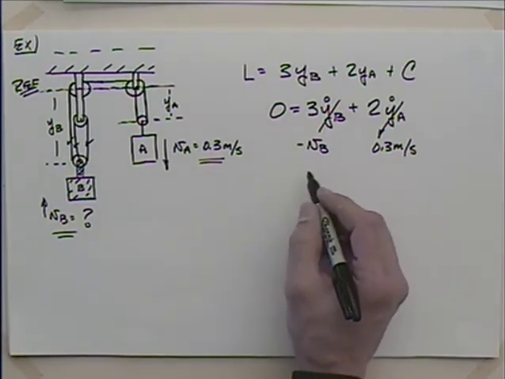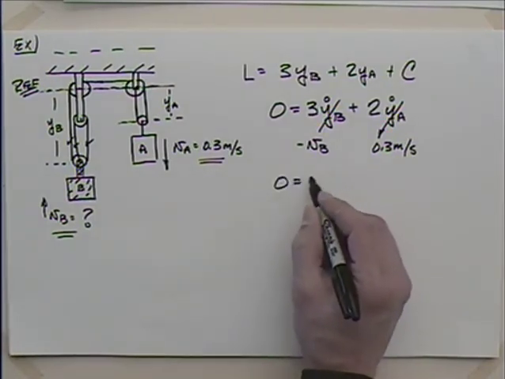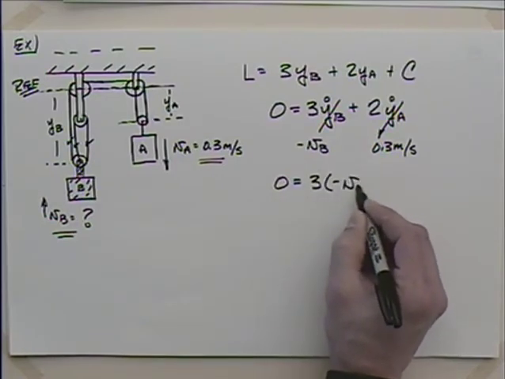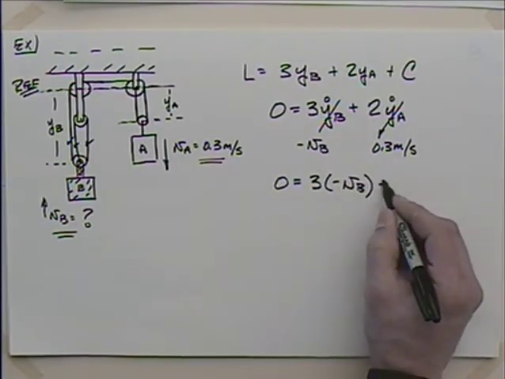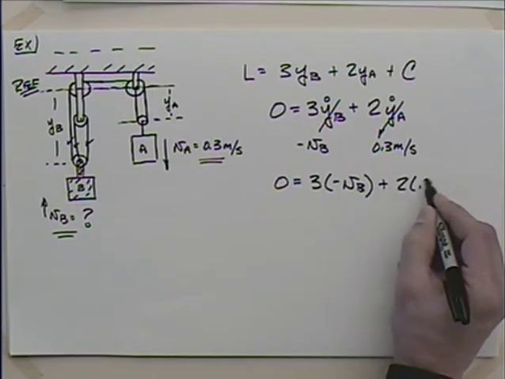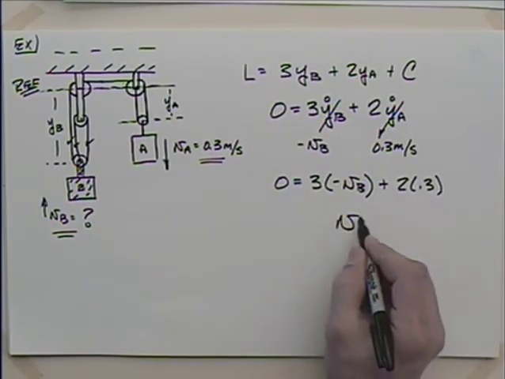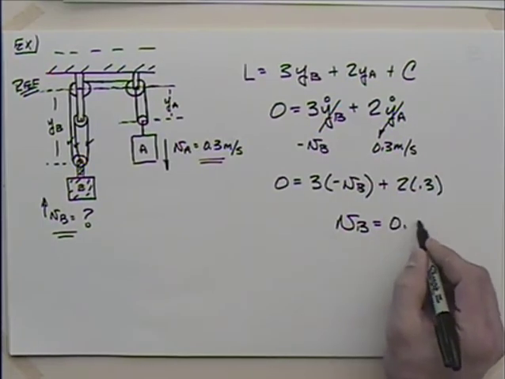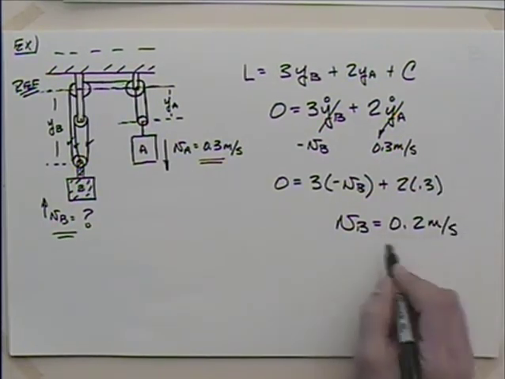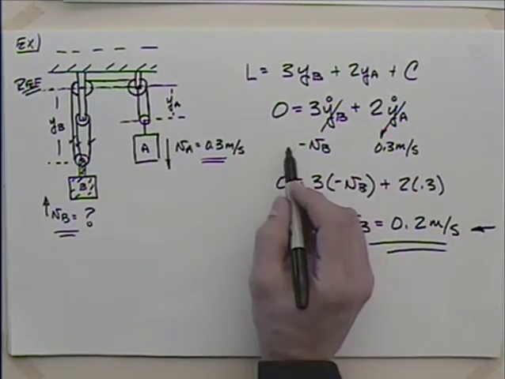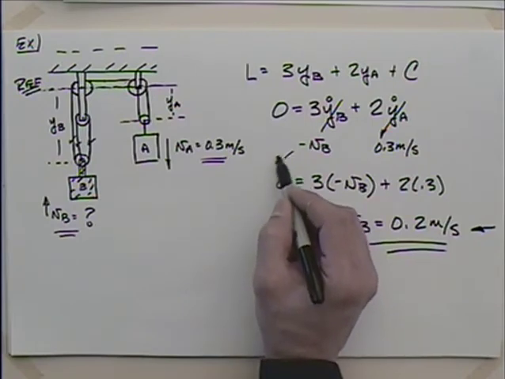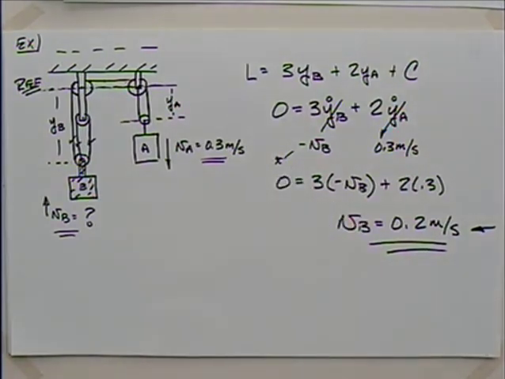So I can come up with 0 is equal to 3 times minus vb plus 2 times 0.3. So vb turns out to be equal to 0.2 meters per second. And sometimes this negative sign is a little bit difficult. If you forget that, you're going to end up with the rope, these two moving in the same direction. Does that seem reasonable? Not unless the rope's made out of something really stretchy.